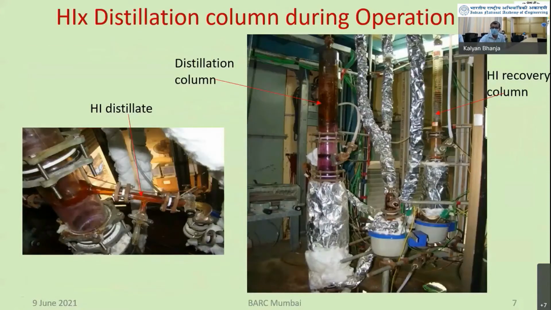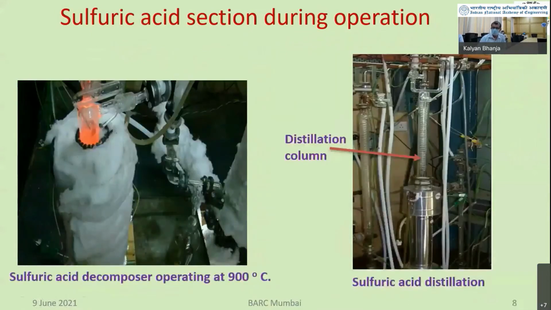Similarly, in the HI section, hydriodic section, this is the distillation column where iodine has to be separated, which goes back to the Bunsen reactor. And this is the distillate HI, which goes further for decomposition. Coming to the sulfuric acid section, we have in quartz decomposed sulfuric acid at around 900 degrees centigrade, and then the gases are cooled and further processed here.